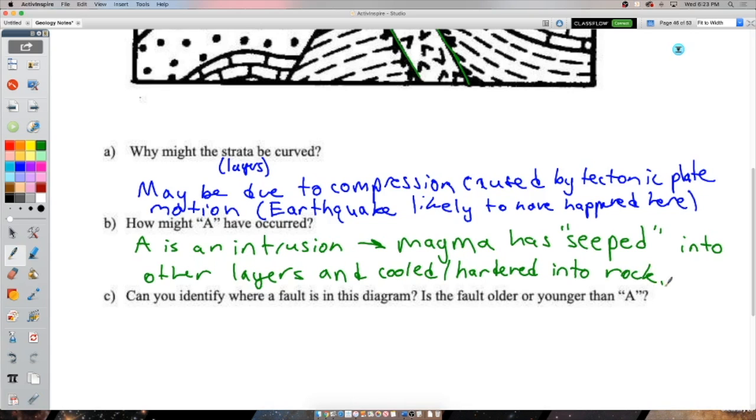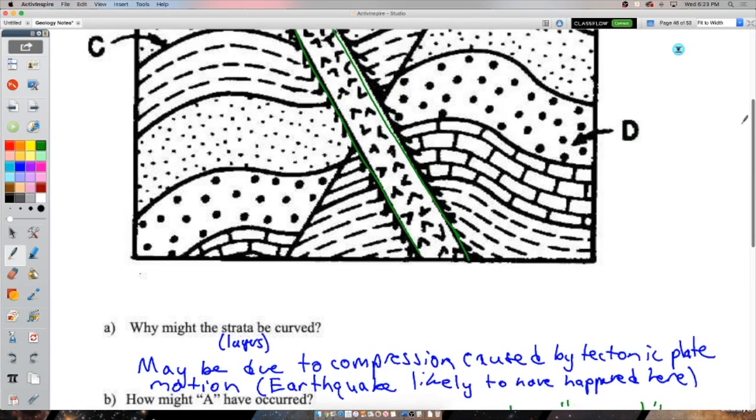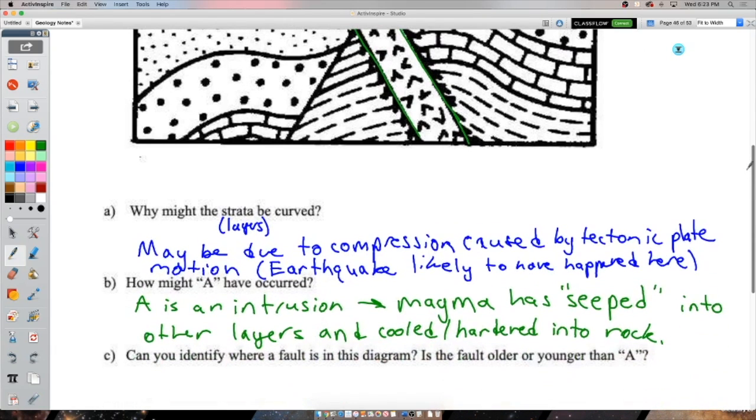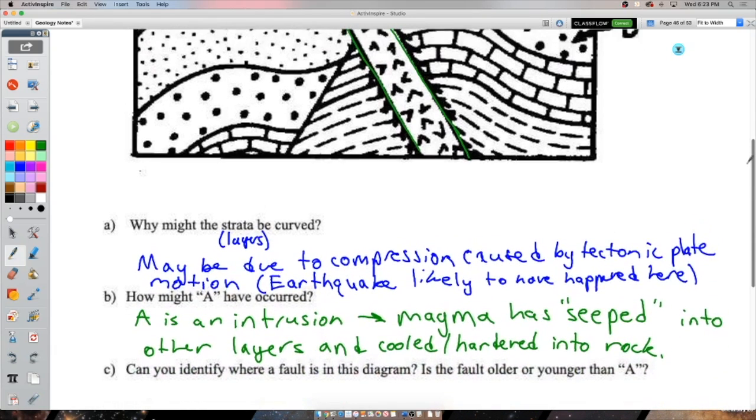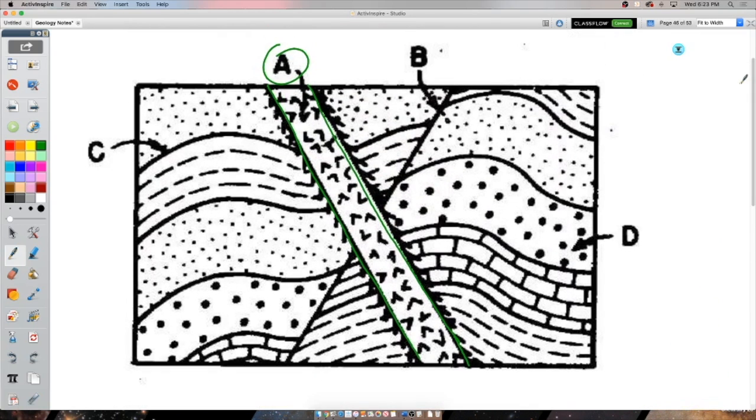All right, so A is an intrusion. Magma has kind of bubbled up from below and then eventually cooled and hardened into rock. All right, now can we identify a fault? That's part one of C. Do you guys see a fault?